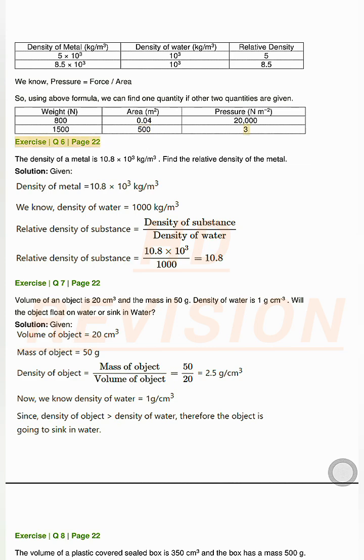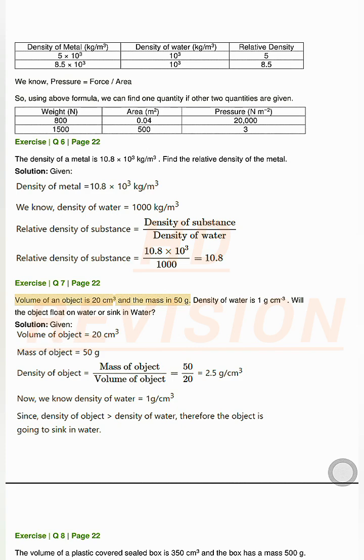3. Exercise Q6, page 22. The density of a metal is 10.8 times 10^3 kilograms per cubic meter. Find the relative density of the metal. Solution. Given.